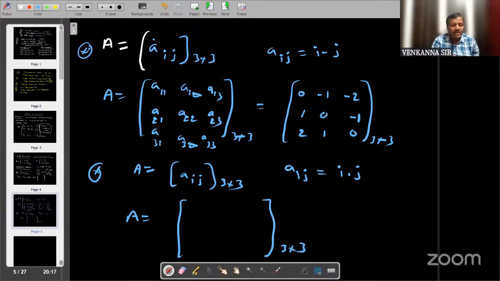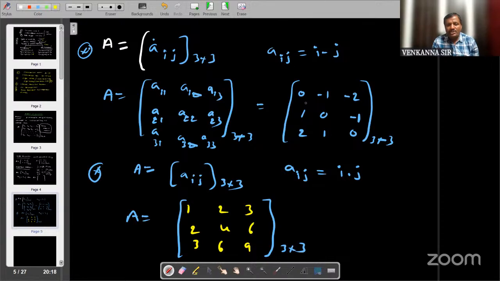Yeah, if you observe here, what is the matrix we are going to get? First element is what? A11, 1 into 1, i into j. 1 into 1 is 1, 1 into 2 is 2, 1 into 3 is 3, 2 into 1 is 2, 2 into 2 is 4, 2 into 3 is 6, 3 into 1 is 3, 6, 9. So these are the two examples which explain the significance of what is ij, m, n.